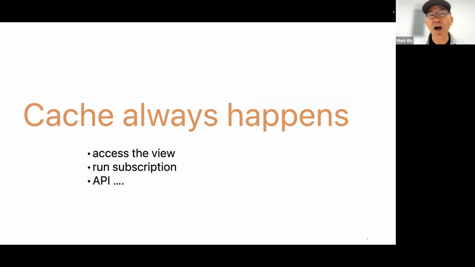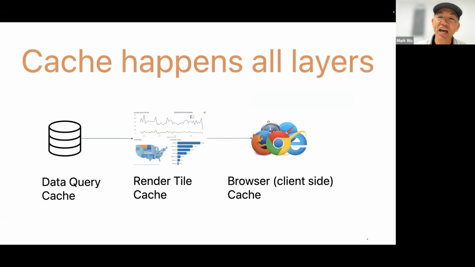Tableau cache always happens, like it or not. When people click a view on the server, it creates a cache. When people run a subscription on the server, it creates a cache. Not only does it cache the query result, but also the image. Even when people run the API on the server, it creates a cache. It always happens.